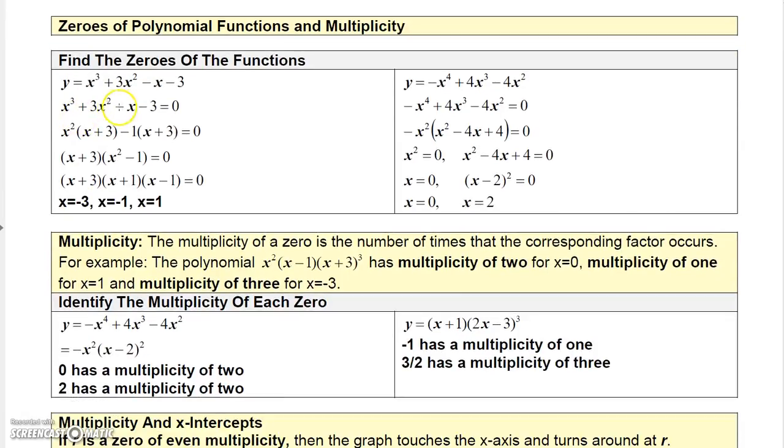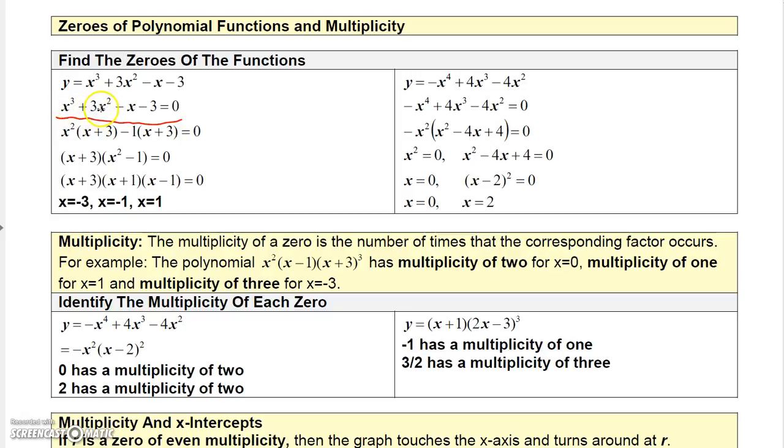Okay, so now let's talk about zeros of polynomial functions and multiplicity. So let's say you wanted to find the zeros. Now when we say find the zeros, we mean we set the polynomial equal to 0 and solve it. Well, this one can be solved by factor by grouping.